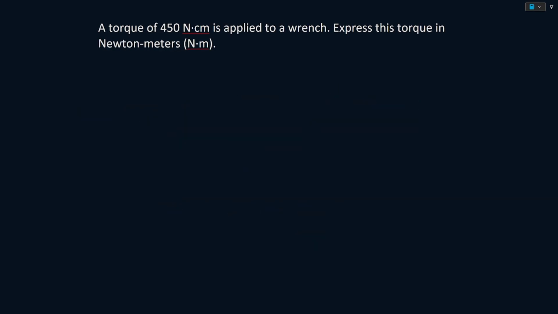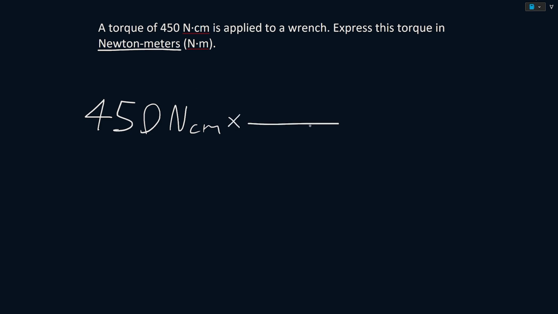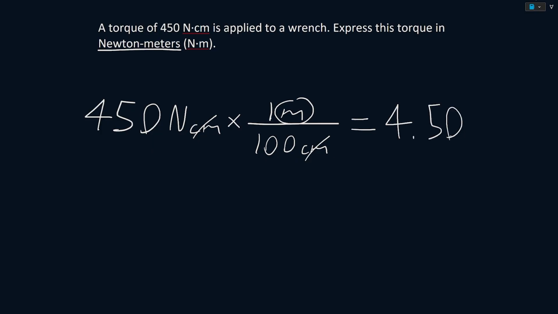A torque of 450 Newton centimeters is applied to a wrench. Express this torque in Newton meters. We were given 450 Newton centimeters. We want to convert this to Newton meters. To do this, we will convert the centimeters to meters by multiplying by our conversion factor of 1 meter is equal to 100 centimeters. Here, the centimeters cancel and leave us with meters. We can solve this to find that 450 Newton centimeters is equivalent to 4.50 Newton meters.